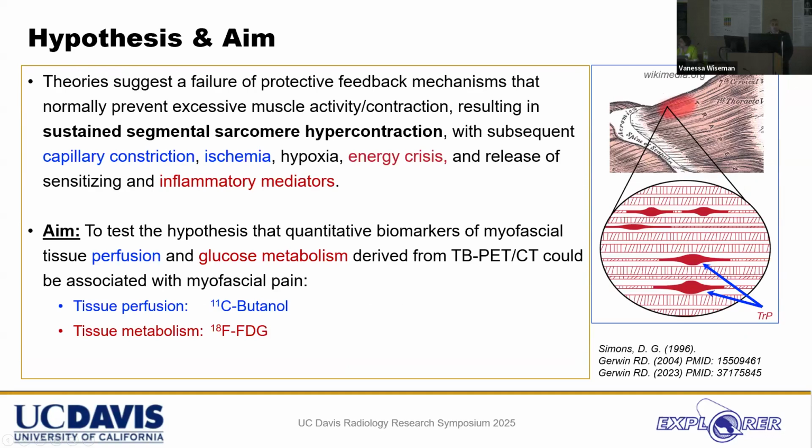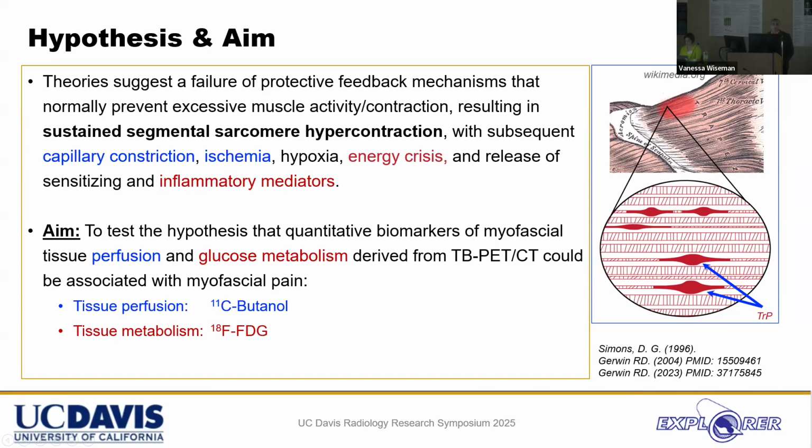So the theories behind the initiation and maintenance of trigger points are really evolving. Research suggests that there is excessive muscle activity or contraction due to sustained segmental sarcomere hypercontraction, and that leads to subsequent capillary constriction and ischemia, with subsequent energy crisis and release of sensitizing inflammatory mediators. So tissue perfusion and metabolism could be playing a major part in the cascade of events here.